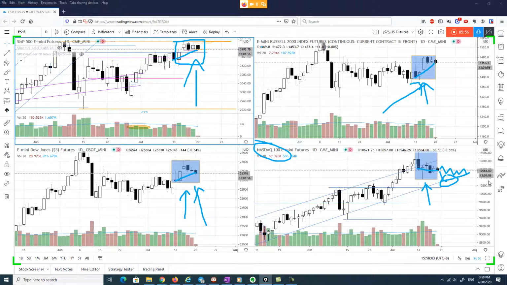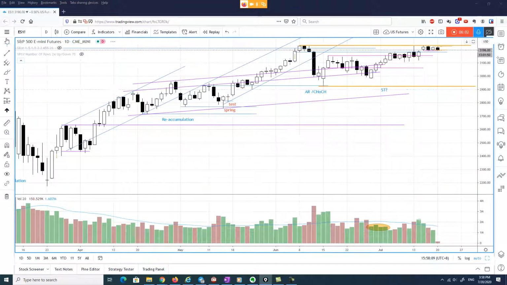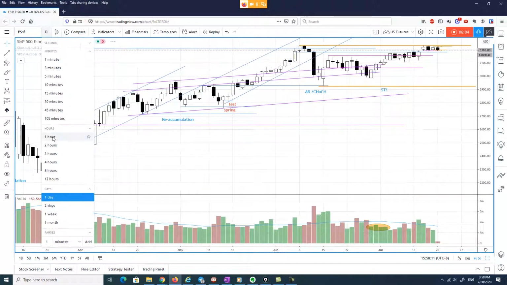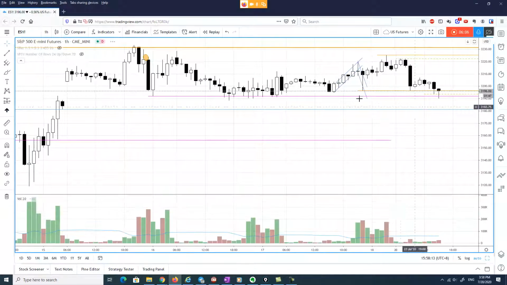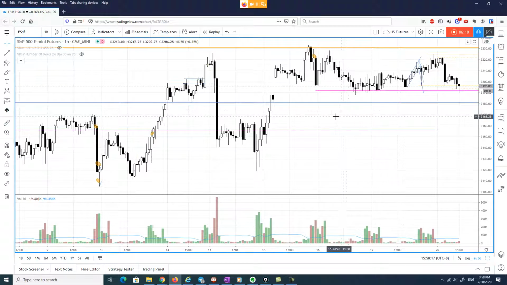Let me just go into the S&P 500, maybe in the H1 timeframe, so that we get a lot more detail. Okay, so here we go. This is an H1 chart for the S&P 500, and one thing that stands out to me is definitely this decreasing volume signature.